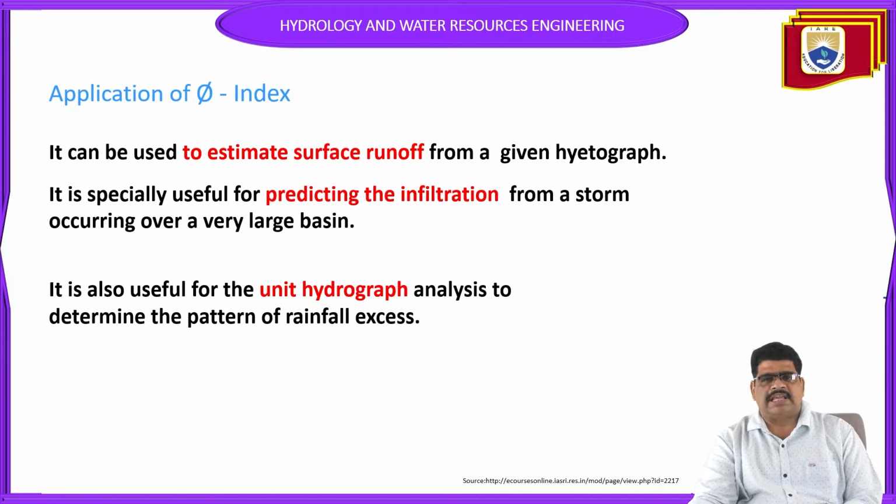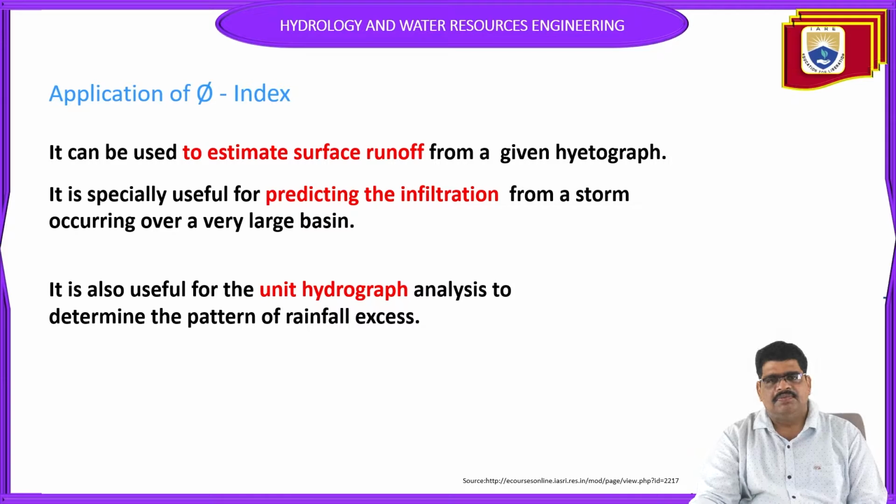That is the second application of the Phi Index. Third, it is useful for unit hydrograph analysis to determine the pattern of the rainfall excess. How to calculate and draw hydrographs from the given data will be discussed in the next chapters. So here we only have to find the hyetograph, and from the hyetograph, how to calculate the Phi Index. Assume the Phi Index can be calculated and derived by the equation (P minus R) by T_E, by applying the equation.